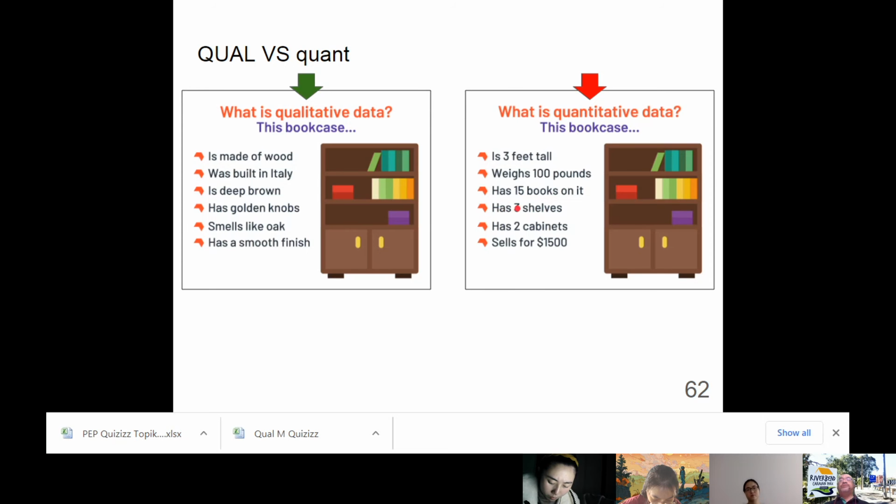Finding number four, it has 3 shelves. Shelf number one, shelf number two, and shelf number three. So 3 shelves. And then finding number five, 1, 2, 3, 4, 5, it has 2 cabinets. This is the first cabinet, and this is the second cabinet. And it sells for $1,500.